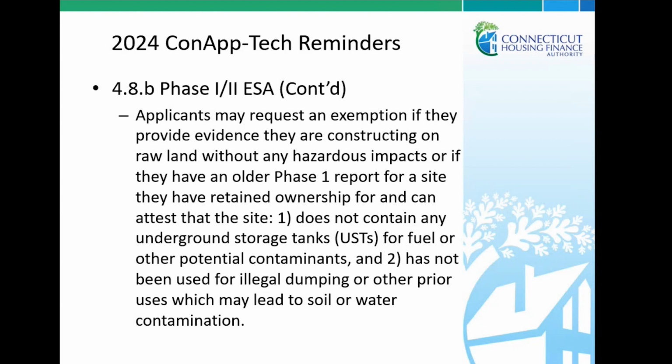Again, we wanted to note that there may be times when an exception is warranted. This would be if you're constructing on raw land without any hazardous materials, or if you have an older phase 1 report for the site and you have retained ownership and can attest that the site does not contain any underground storage tanks for fuel or any other potential contaminants, or if you can certify that the site has not been used for any illegal dumping or other prior uses which may lead to soil or water contamination. Those are the exemptions for that phase 1, phase 2 requirement.